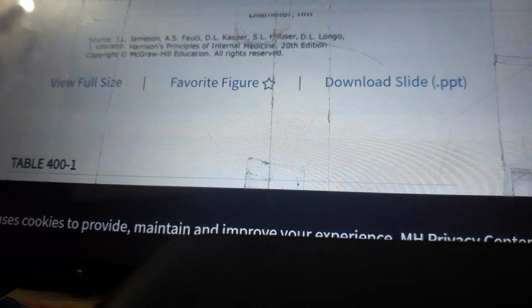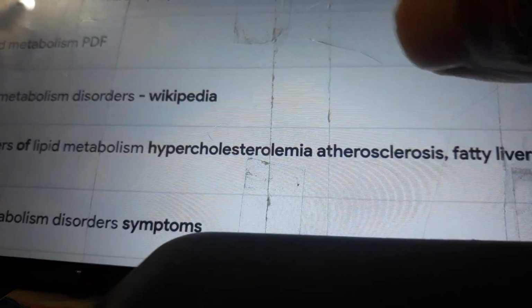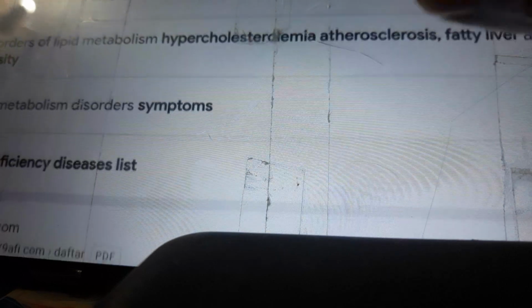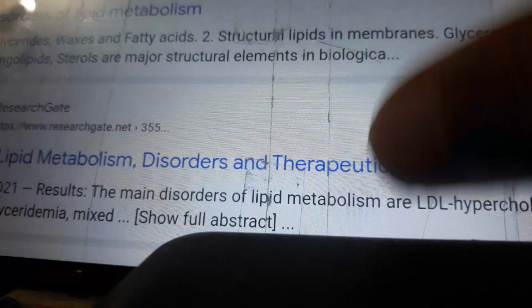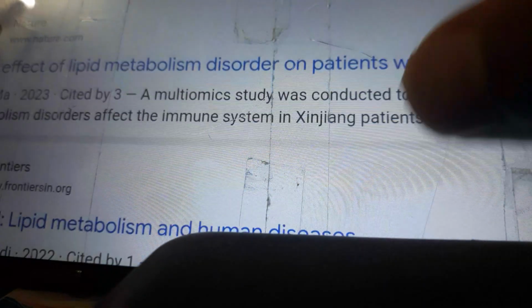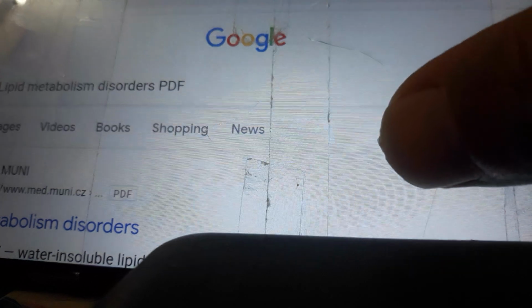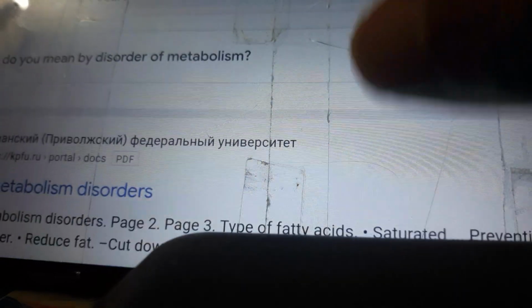So I said about that. Let's get back to the subject matter proper with the last one or two questions. Now, what do you mean by disorder of metabolism?